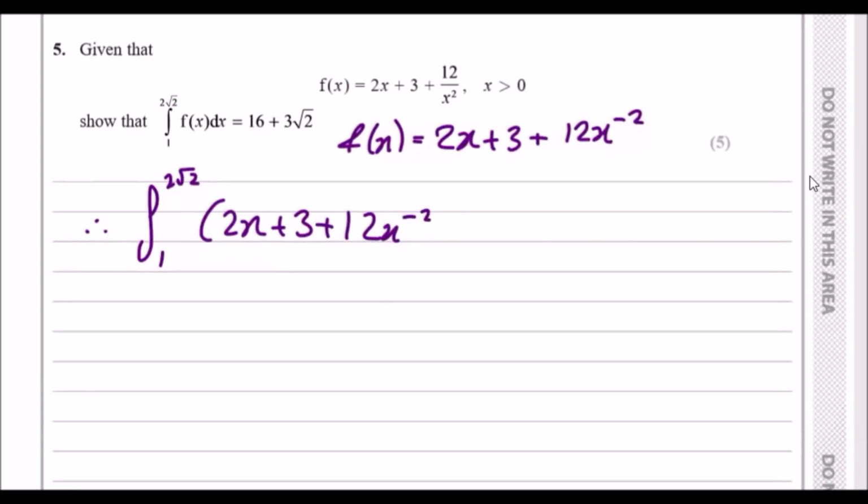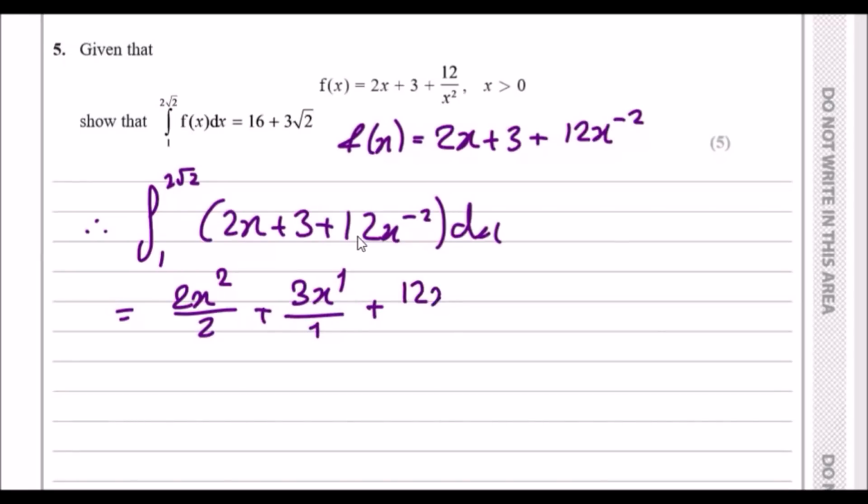Well, what do we get over here? This is easy. To integrate, you just increase the power by 1 and divide by it. So 2x becomes 2x squared over 2. 3 is like 3x to the 0, so it becomes 3x to the power 1 over 1, which is the same. And the last one, 12x to the negative 2, if you add 1, it would be minus 1, over negative 1. And then we just put the limits down, 1 and 2 root 2.